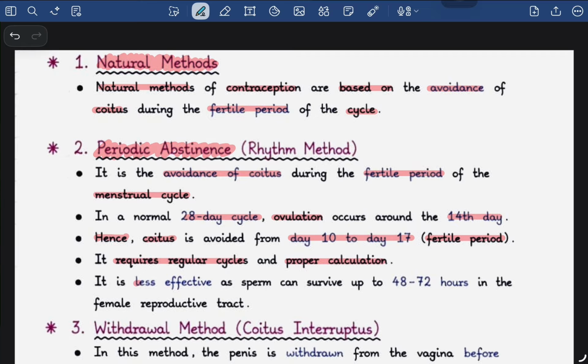But this process is less effective as the sperm can survive up to 48 to 72 hours in the female reproductive tract. Now if a person is having sexual intercourse maybe on day 8, one may think that it's okay, this is not day 10, no problem, then it would be periodic abstinence, but that may not hold.